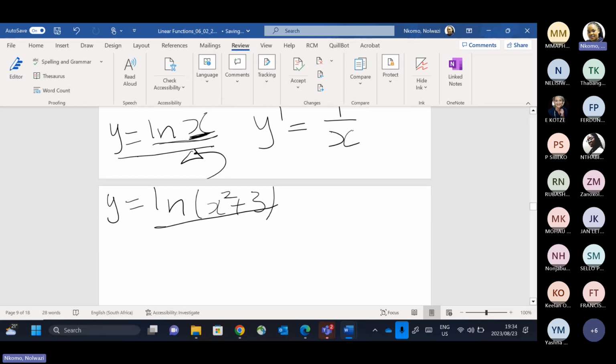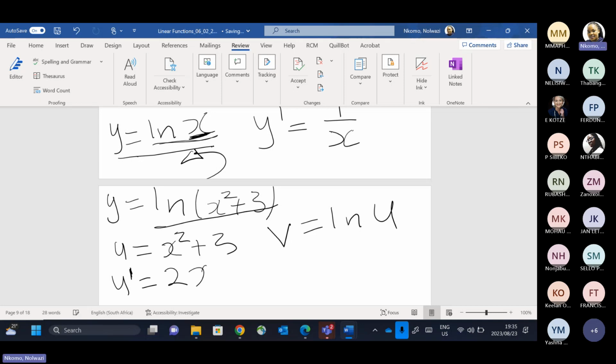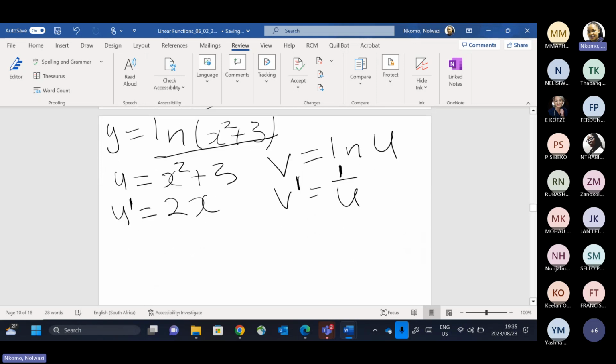So this means your u in this case would be x squared plus 3, and your v would be ln u. If your u is this, then your u prime would be 2x, and for your v prime, remember, the derivative of ln x is 1 over x. So your v prime would be 1 over u. Remember, the derivative of the composite function, the inner function and the outer function, would be the derivative of the inner times the derivative of the outer.